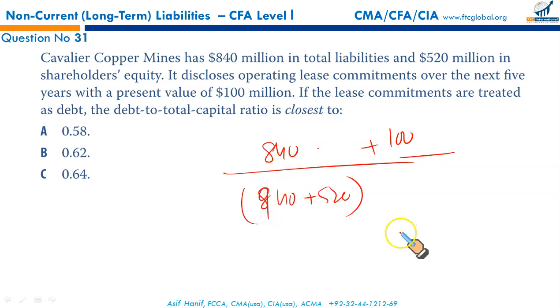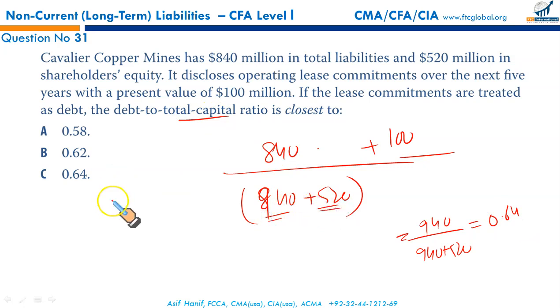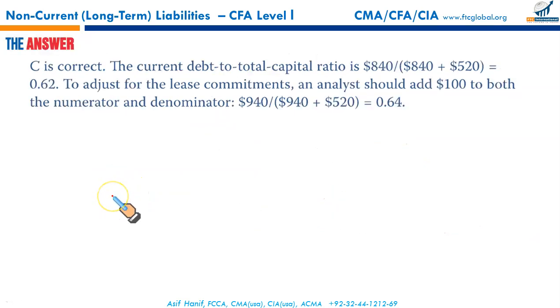So you will calculate 940 upon 940 plus 520, incorporating this lease into the numerator and denominator to calculate the new debt to total capital ratio. When you calculate this 940 over 940 plus 520, it will give you 0.64. This is the debt to total capital ratio. Total capital means debt plus equity. So that is C.